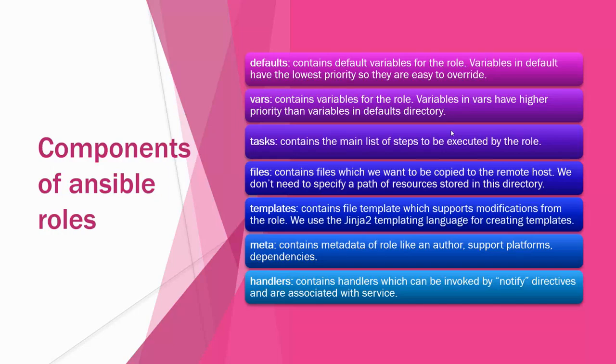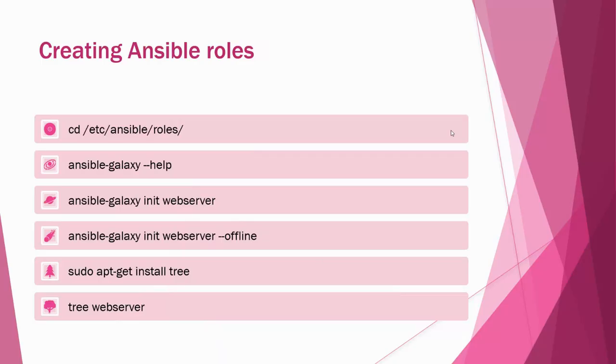I told you, right? It will contain all the general information about the roles. And handlers. Handlers contains handlers which can be invoked by notification directives, and are associated with a service. Meaning is that you can give a notification, as I told you already, like an if statement. You can actually specify in the task, if at all there is a change in the config file, then notify the handler to start the service. Got it? You can say something like that.